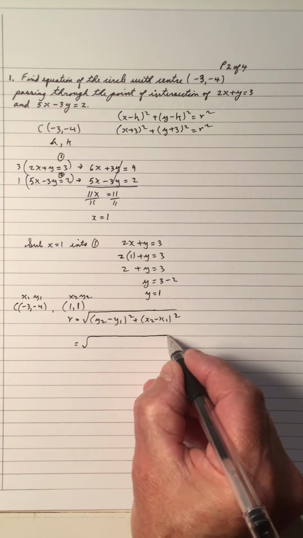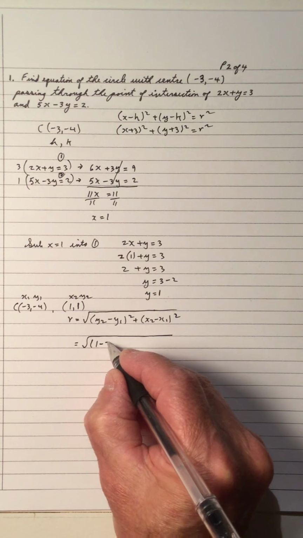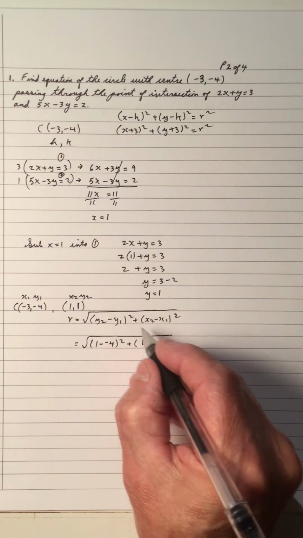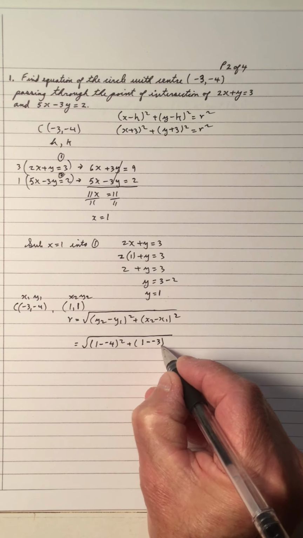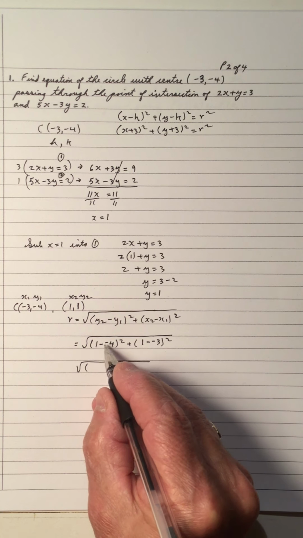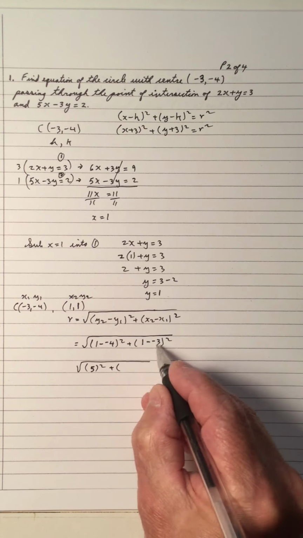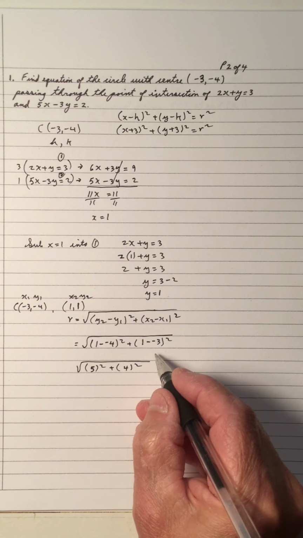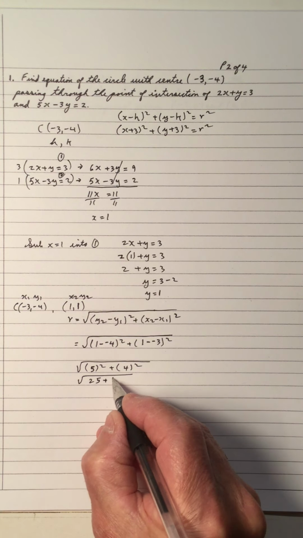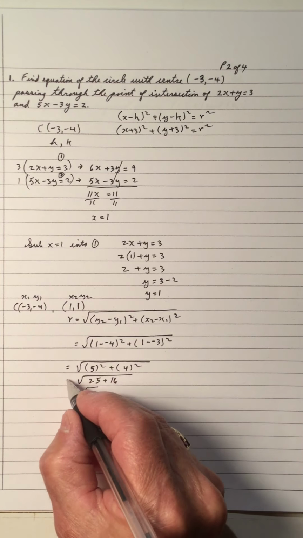And so we have y2, which is 1, minus -4, squared. x2 is 1, minus -3, which is x1. And that gives us, with double negatives becoming positives, 1 plus 4 is 5, so that's 5 squared. And 1 plus 3 is 4 squared. That works out to be 5 squared is 25, 4 squared is 16. So that's the square root of 41. So that's the radius, the square root of 41.